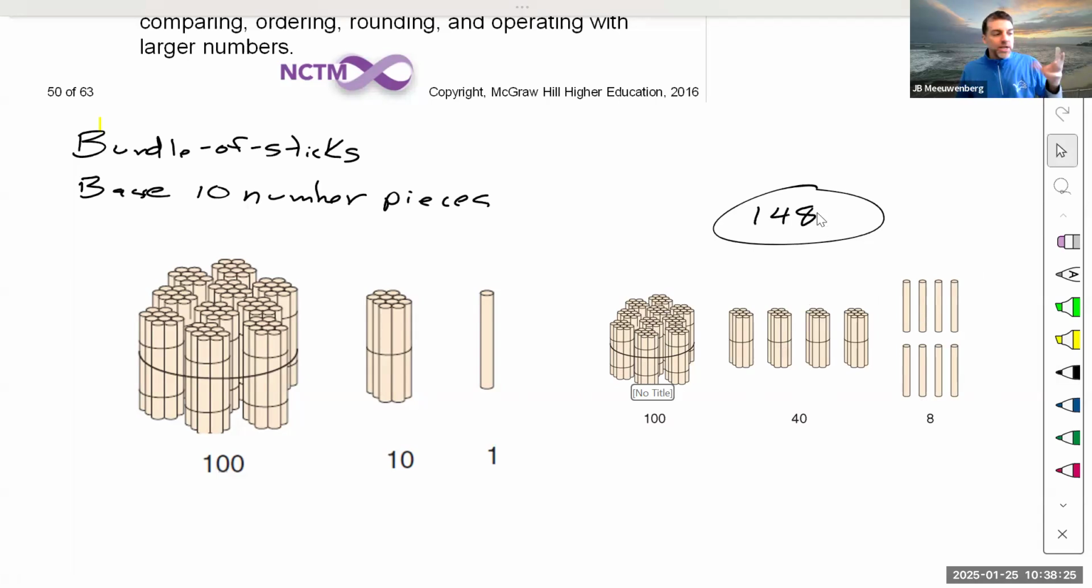What we want to associate is the idea of this number, right? 148, those numerals used in those positions. We want them to see this number and envision this many things. You've got to be able to associate the symbols with the pictures.